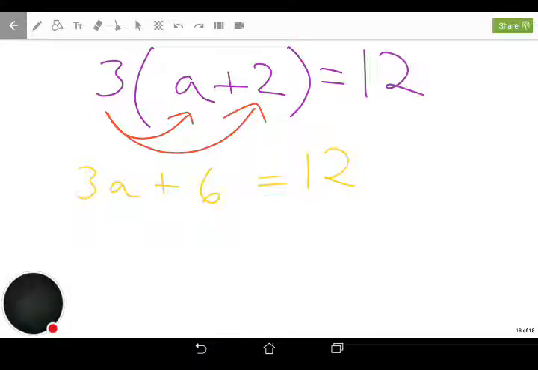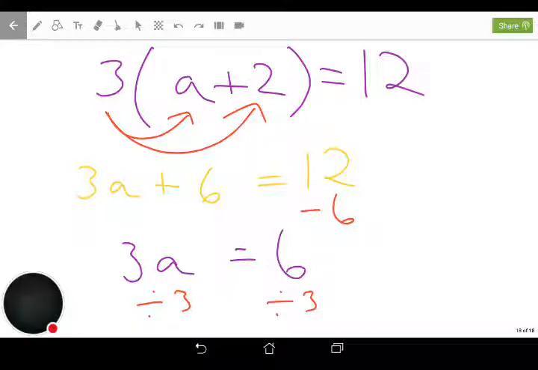All I mean is, on the left, we've got plus 6, so what I need to do on the right to get rid of that is minus 6. I'm going to rewrite what I've got. So I've got 3a equals 6, because 12 take away 6 is 6. What we've really done is the opposite of the plus 6. To get rid of it, you do the opposite on the other side. Now what we need to do is divide by 3, because 3a is 3 times a. The opposite of times is divide.